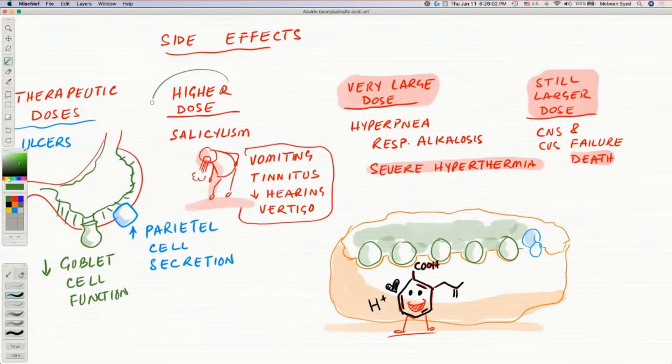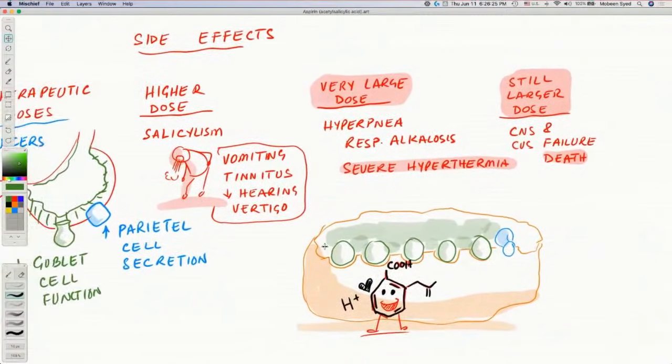In higher doses, the person can actually experience something called salicylism. And salicylism is where there is vomiting, tinnitus, reduced hearing, and vertigo. Fortunately, this all is reversible. So you stop the aspirin and this can be reversed.